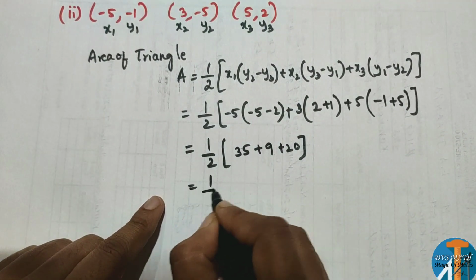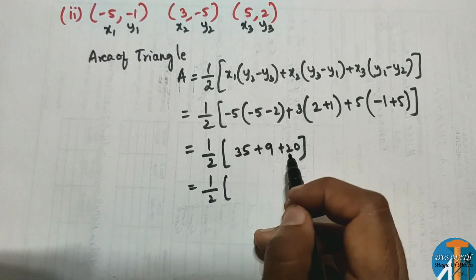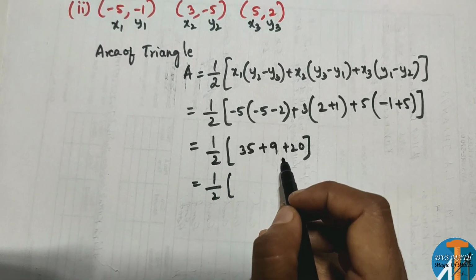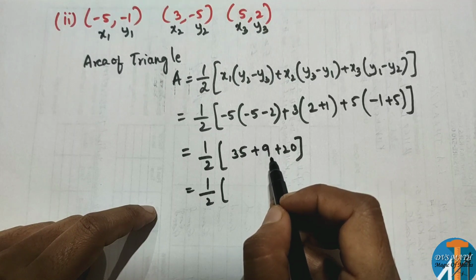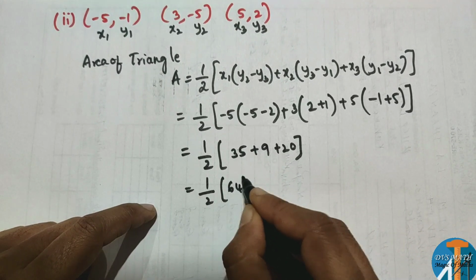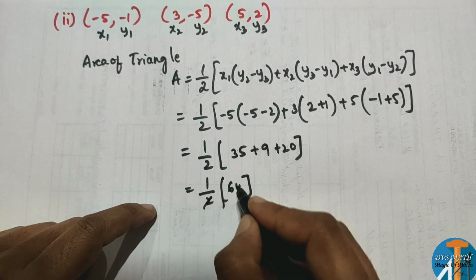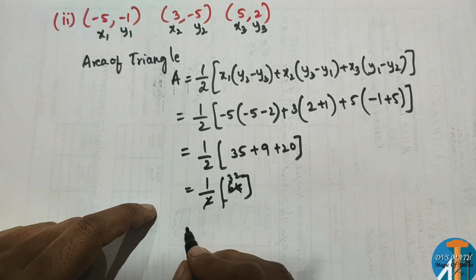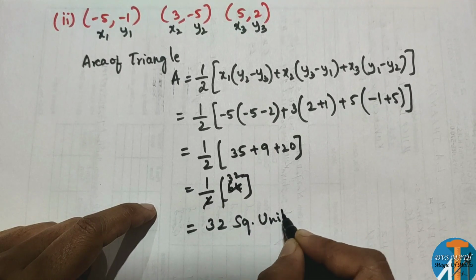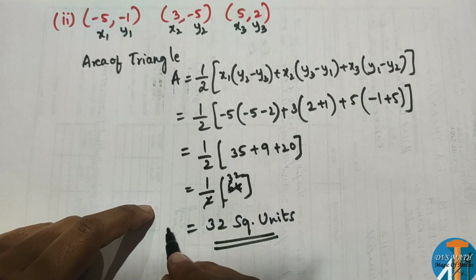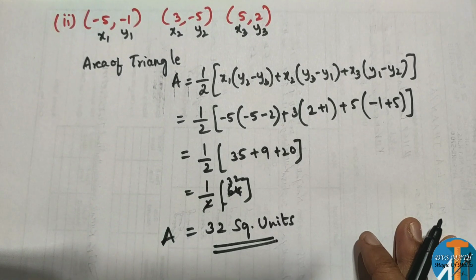So now let us solve this. What will be the answer? 35 plus 20 is 55. 55 plus 9 is 64. So what is half of 64? 32. So finally how much did you get? 32 square units. So the area of the triangle in this case is 32 square units.